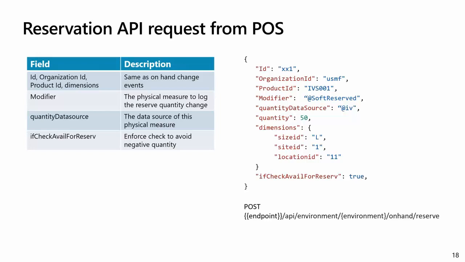Note that in this example, you actually do not need to specify the available for reservation measure, as the inventory visibility service is capable of inferring the actual measure based on the reserve modifier specified using the soft reservation mapping. In some cases, our user may want to override the rule and allow oversell to a certain extent. Simply switch the check available for reservation field to false to attain this goal.